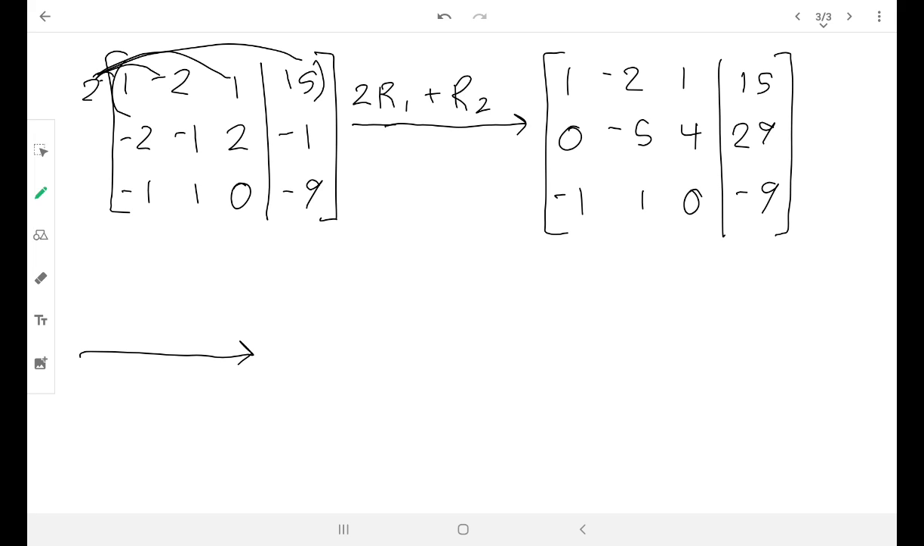Okay, so now I've got this new matrix, and let me take this -5 and turn it into a 1. That'll be an easy next step. If I just do -1/5, well, do I want to do that yet?